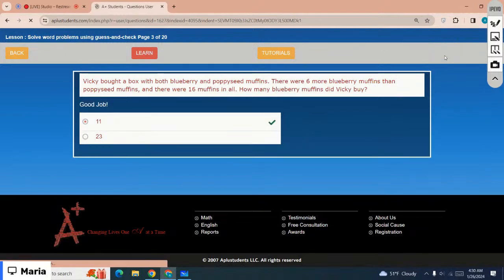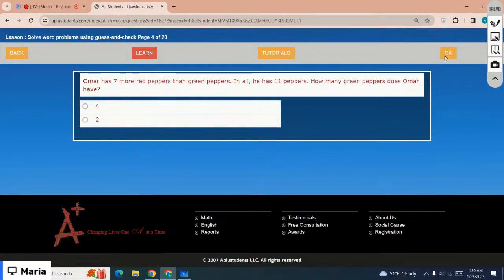The next one is Umar has 7 more red papers than green papers. In all, he has 11 papers. How many green papers does Umar have? So, which is the correct option?